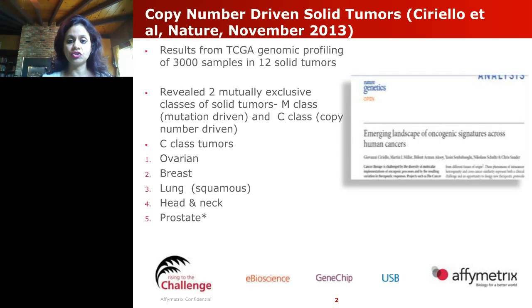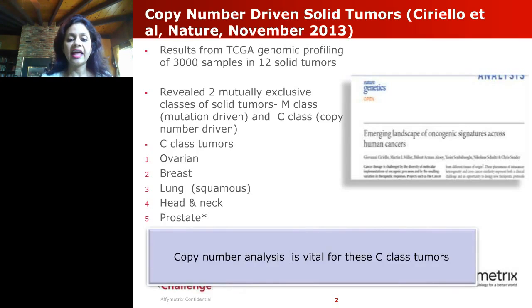The C-class tumors identified in this paper are ovarian cancer, breast cancer, squamous cell lung cancer, head and neck cancer, as well as prostate cancer. And therefore, this paper really highlighted the importance of copy number and showed that copy number analysis is vital in the analysis of these C-class tumors.